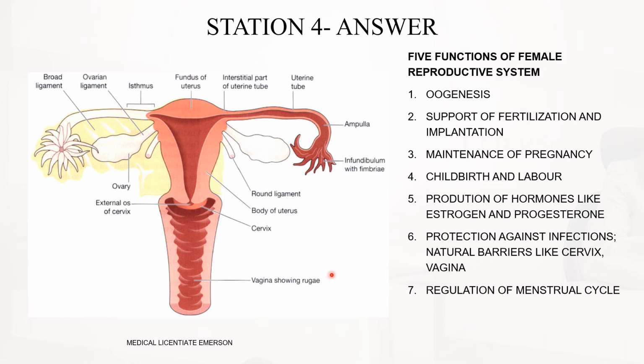That is for procreation. So these are the functions we are talking about for reproduction in short: fertilization, implantation, pregnancy, childbirth, labor. Those are the functions.